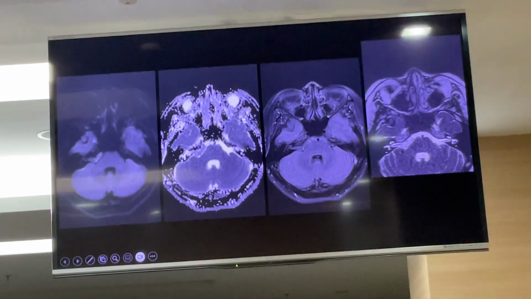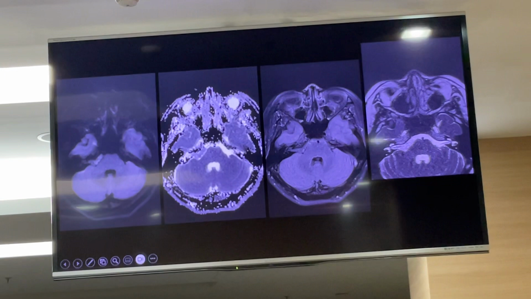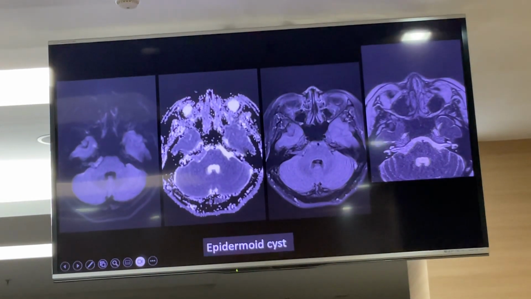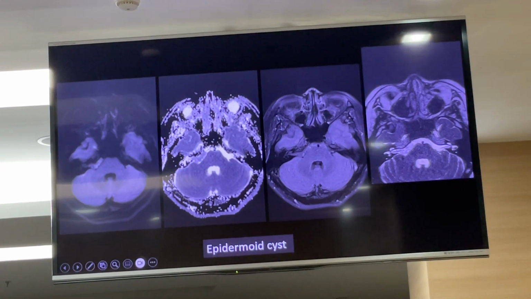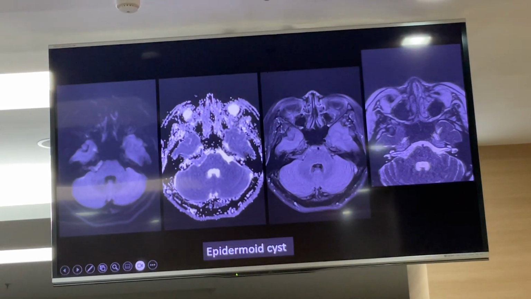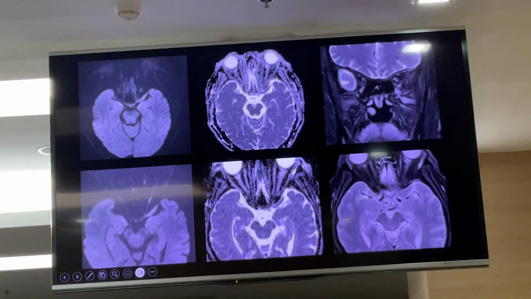In this case, it is restricted diffusion here over the CP angle region. But not enhancement. I didn't grab the enhancing image, but it's very typical for epidermoid to have the CP angle mass with restricted diffusion. This is one of the clinical applications.